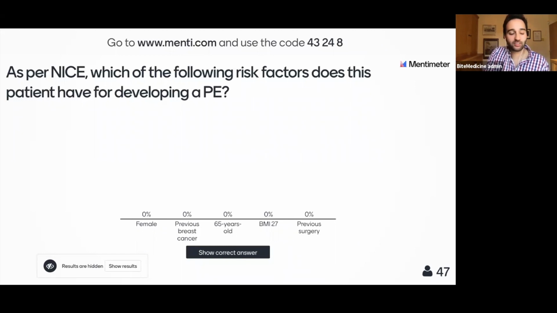Female, previous breast cancer, 65 years old, BMI 27, previous surgery.